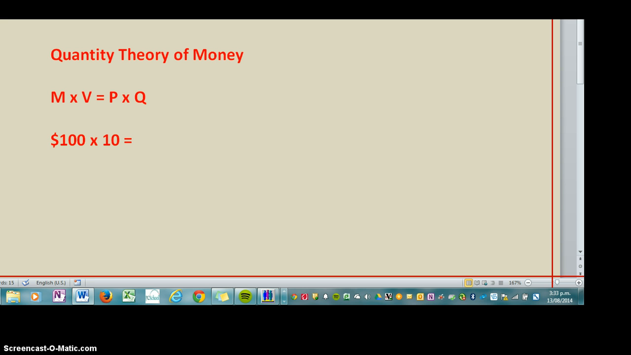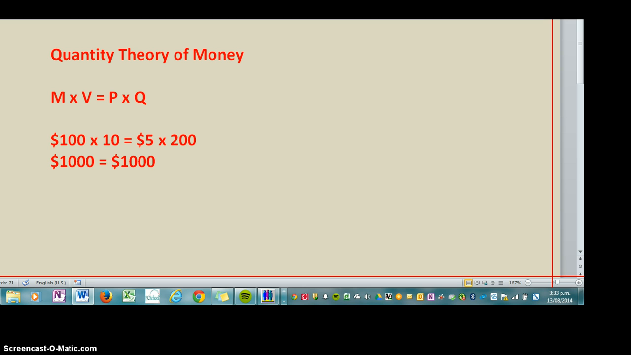Okay, so that must be equal to the price level times quantity. So let's say the average price is, I don't know, $5. Then that must mean that the quantity of goods and services in total being bought in the economy is 200. Both sides are equal because the left hand side is 1,000 and the right hand side is 1,000.